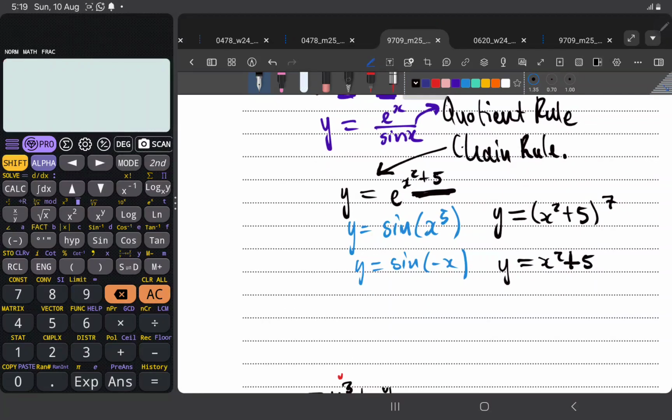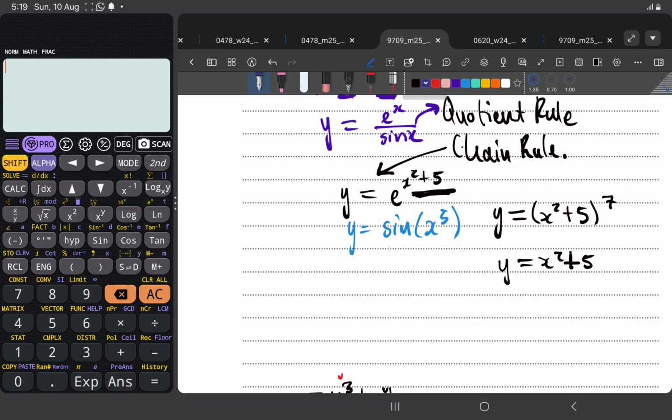Chain rule, I'll just show you once. What it does is, it says differentiate the outside without changing the inside, then multiply by the derivative of the inside. So that is what you do. You differentiate the outside without changing the inside. Then you multiply by the derivative of the inside.